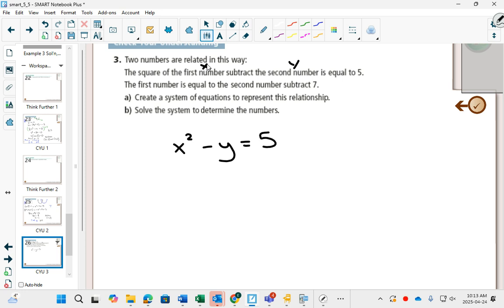How did you do for equation number 1? Okay, the first number. I'm going to just remind myself that I called my first number X and my second number Y. First number is equal to, so X is equal to the second number subtract 7. How did you do for equation 2?